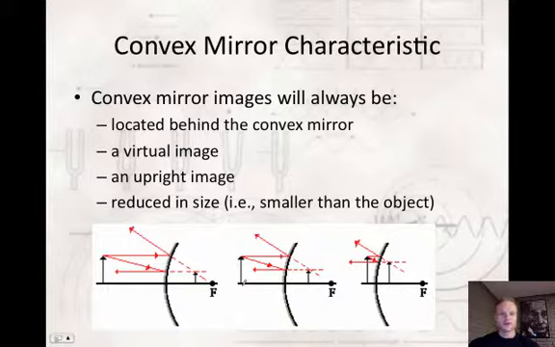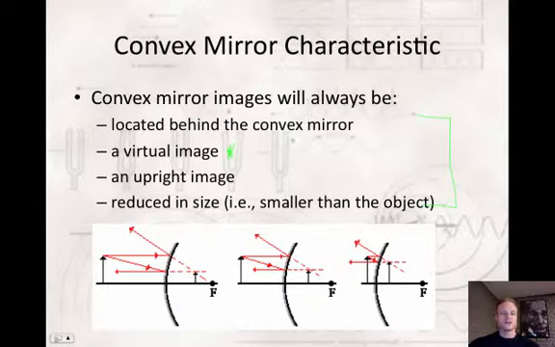A few characteristics for convex mirrors. We had the same type of list for concave mirrors, and this is not a bad list to have either memorized or written down on your note card for tests. Basically, you should know that convex mirrors will always produce an image that has the following characteristics. It'll be located behind the convex mirror. That's part one. It'll never be in front of the mirror. It'll always be located behind, and because it's behind, it's what's called a virtual image. It'll always produce a virtual image.